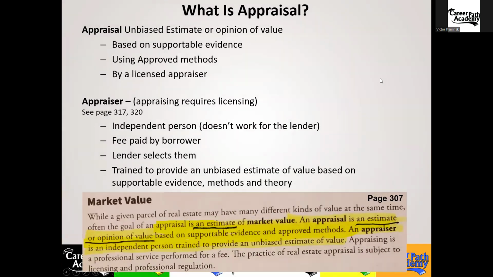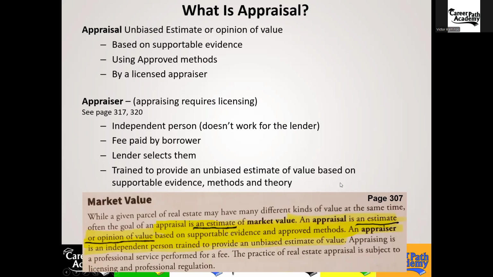Now, what is an appraisal? It's an unbiased estimate or opinion of value based on supportable evidence using approved methods by a licensed appraiser. Appraising is a profession that requires licensure. An appraiser is an independent person. They don't work for the lender. They're selected by the lender, and the buyer pays their fee. But they're trained to provide an unbiased estimate or opinion of value based on supportable evidence and using certain approved methods and theories.